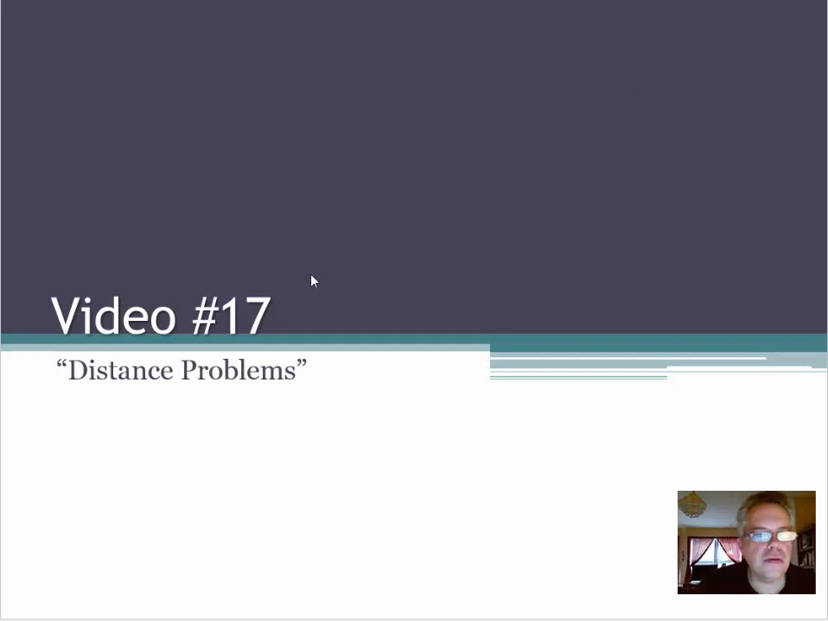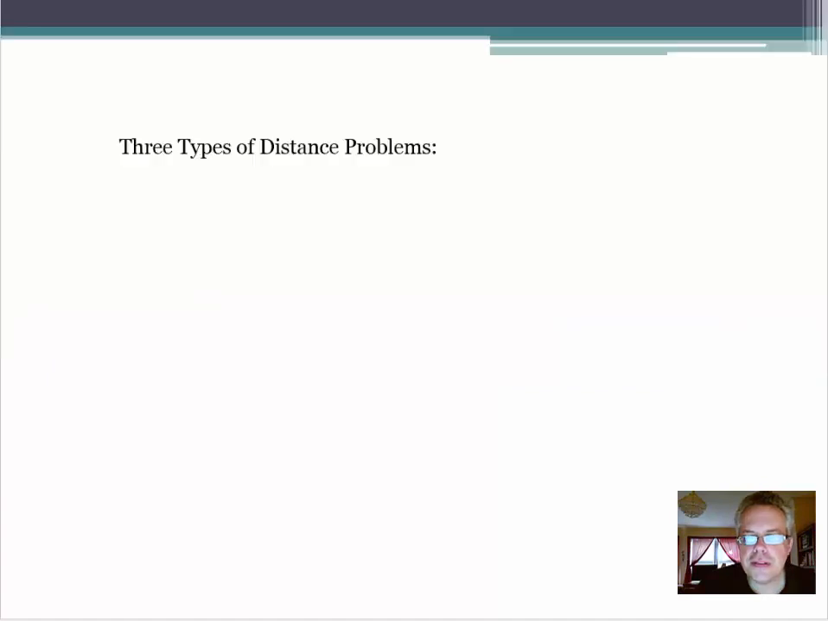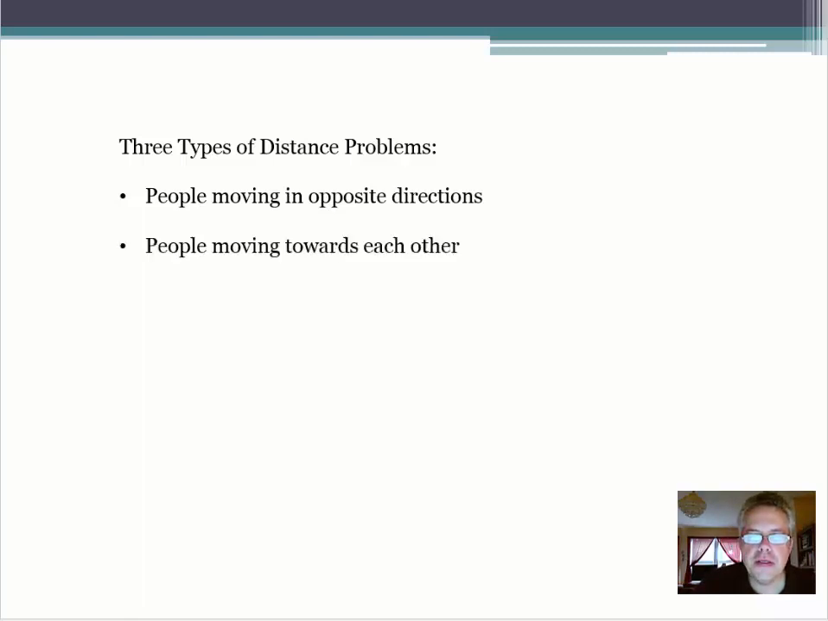So there are three types of distance problems we're going to talk about. The first kind are when people are moving in opposite directions. They could be in cars or bikes or jogging or in trains or in airplanes. It doesn't really matter. They're moving in directly opposite directions. The second type of problem is people moving toward each other. And the last type of problem is one person chasing another person. They're going in the same direction, but maybe one started later or one's going faster.